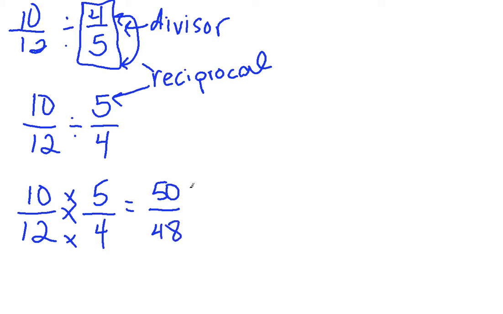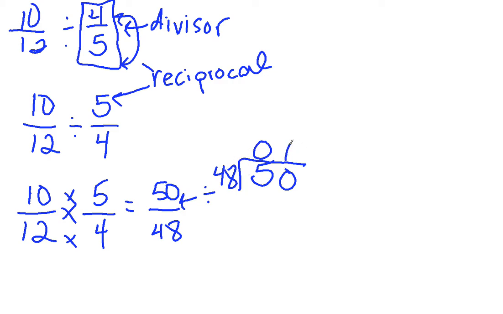But that's an improper fraction, which means that that cannot be my answer. So I need to convert that to a mixed number. How I do that, remember that little vinculum means divide. So I'm going to divide 50 by 48. I know that 48 goes into 5 0 times, and 48 goes into 50 1 time.